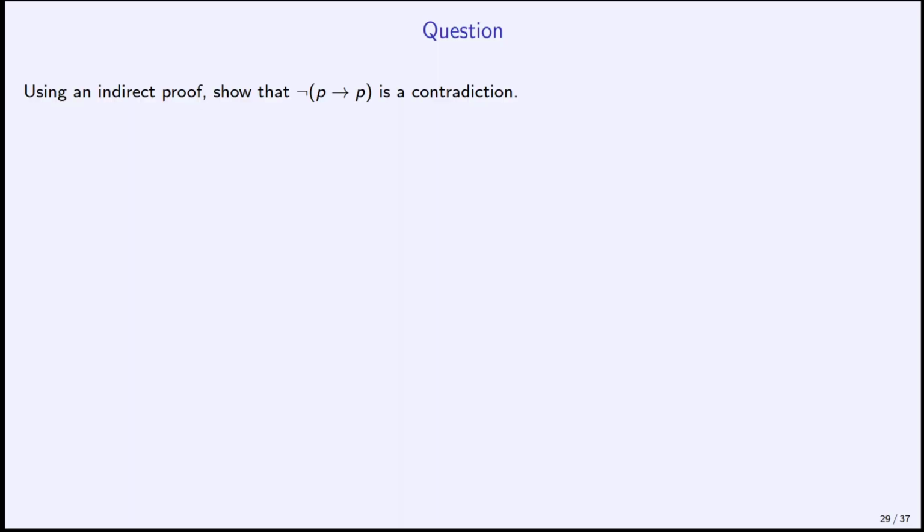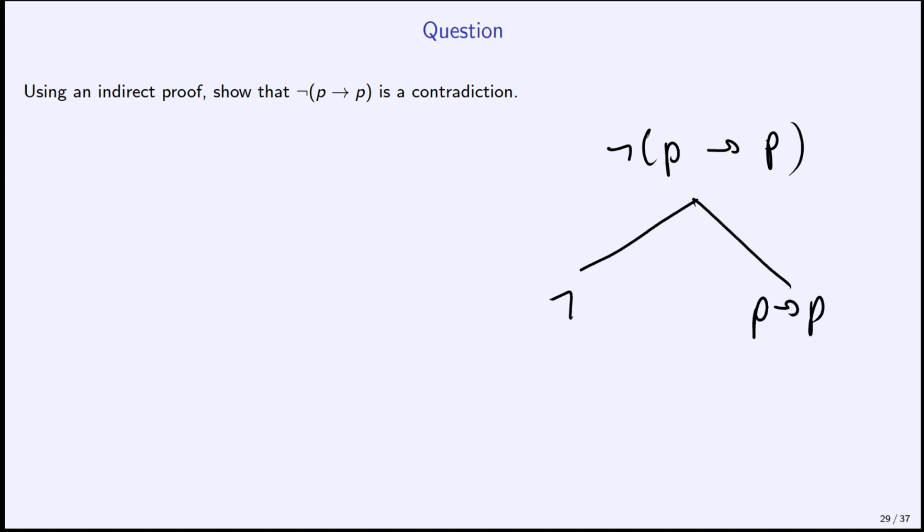So here's another example. Show that not P arrow P is a contradiction. Pause the video, try it yourself, and I will give you the solutions now. So let's just draw a truth tree for this, and then we'll do the thing in words. Okay. So when you write your proofs, do it in words. I'm using the truth trees to help illustrate the process.